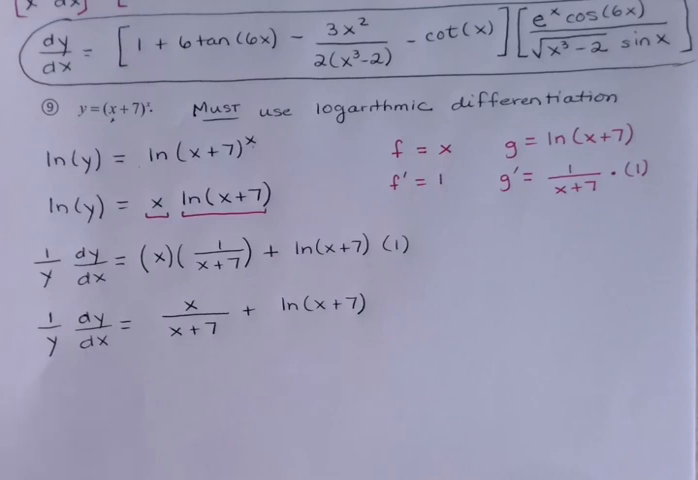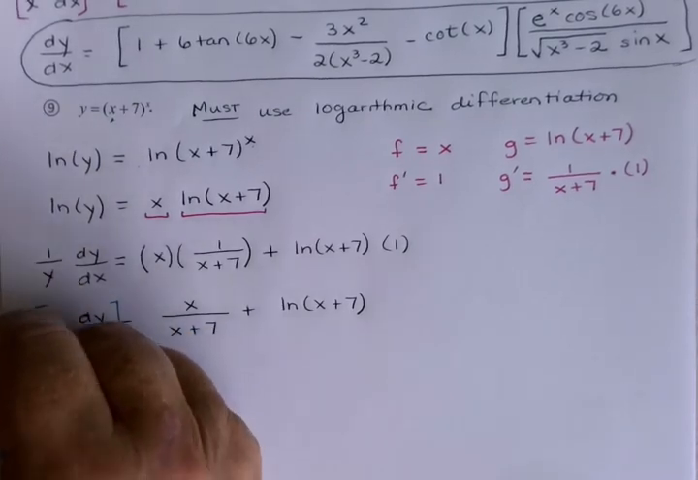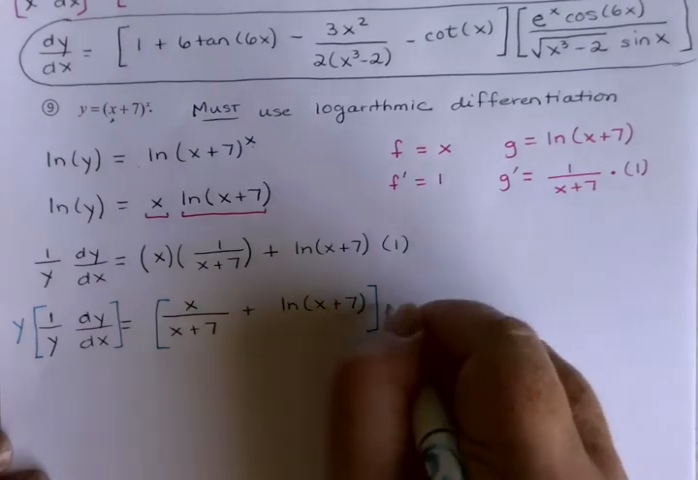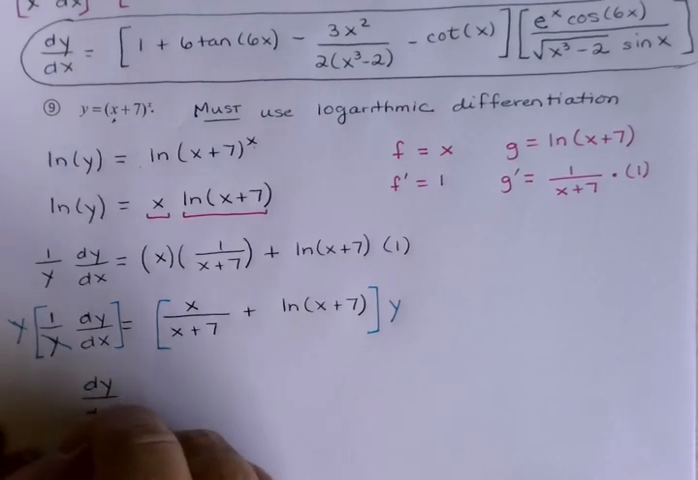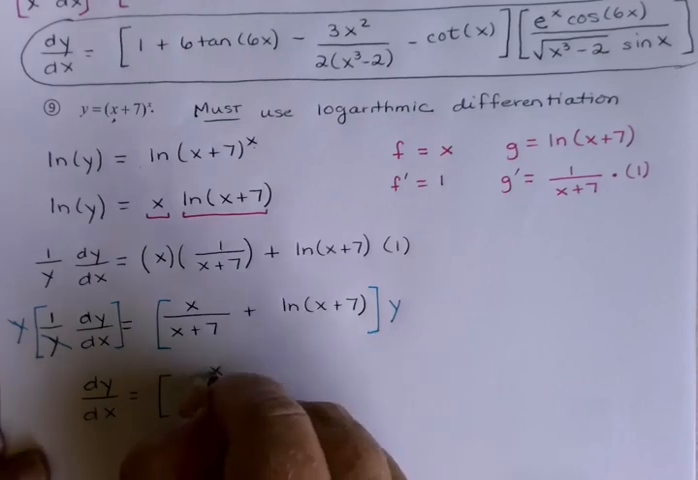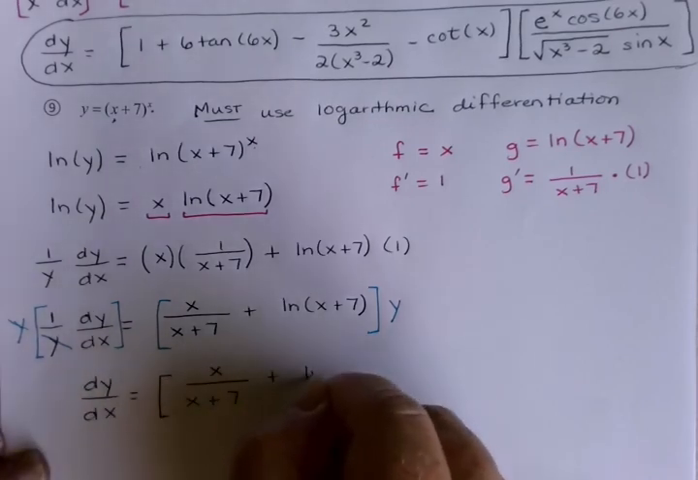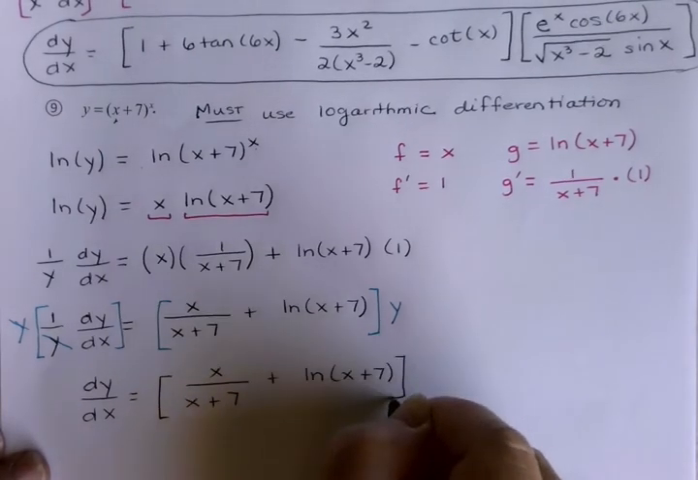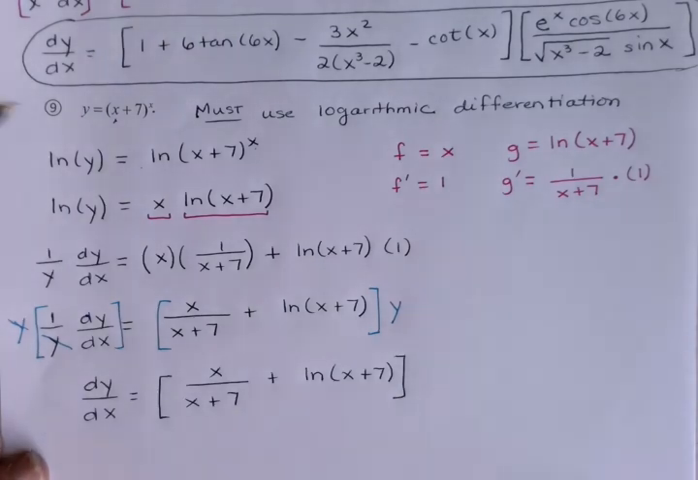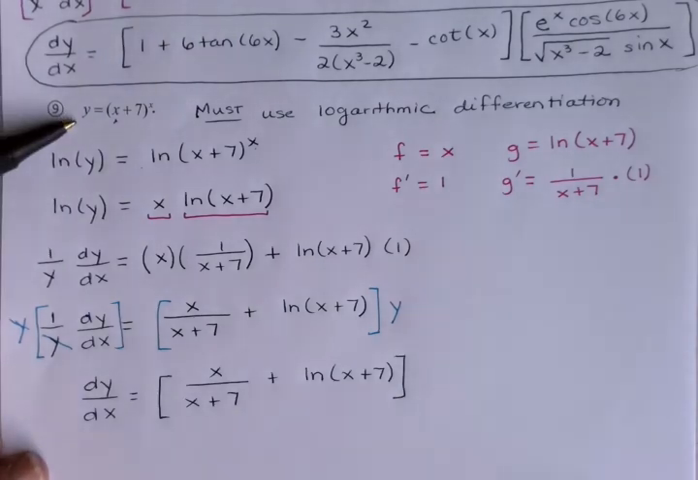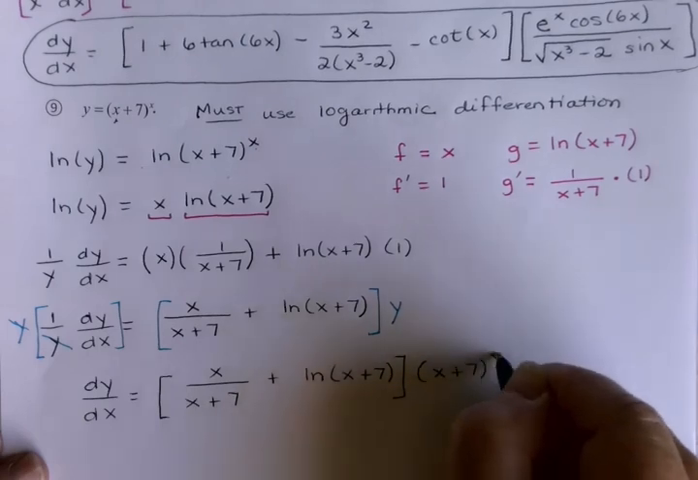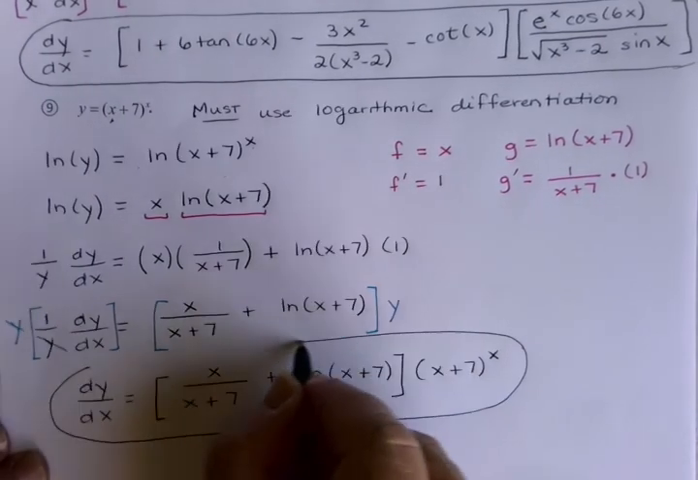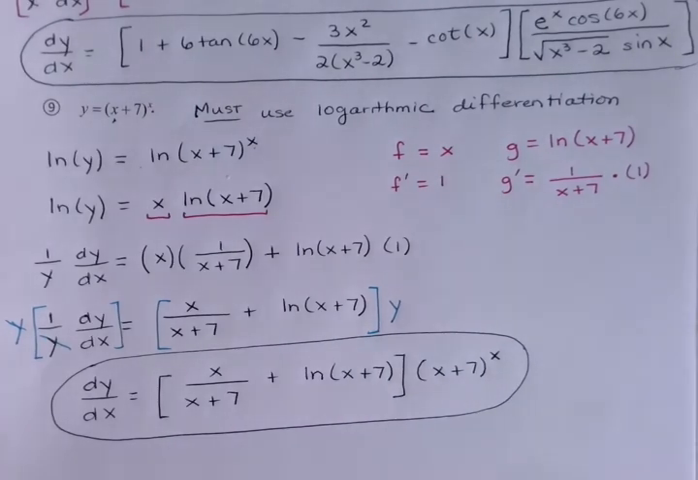Okay. So I've taken all the derivatives I need. Let's go ahead and solve for dy dx, meaning I have to multiply both sides by y. Gets rid of the y's on the left side. So I just have dy dx now, which is what I want. And that's going to equal x over x plus 7 plus the natural log of x plus 7. And again, I don't really want y in my answer because the original problem was an explicit function. So let's replace the y with what y equals. X plus 7 to the x power. And there's my derivative. All right, that brings us to the end of topic J.